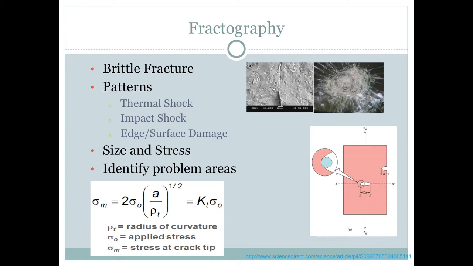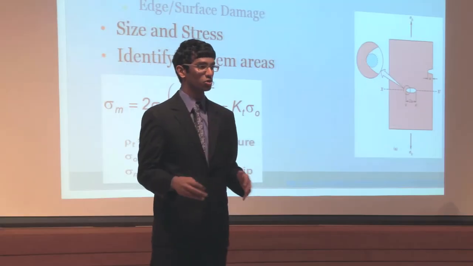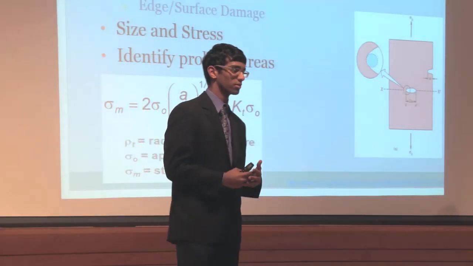For edge and surface damage, the edges and the surfaces are actually one of the most important parts. As we can see here in this formula, the radius of curvature is what's important about the initial stress point. So it's not about the size, it's about the radius. So something like this would be equal to something like this. Despite the middle being twice as big, they're both equal in importance.